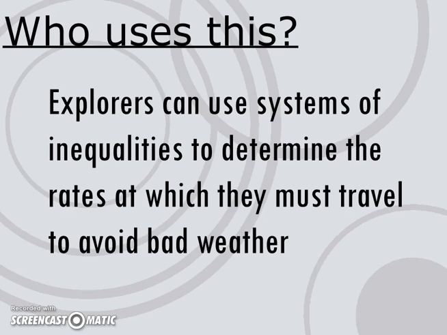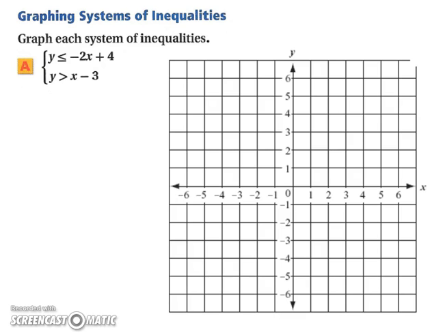Who uses this? Explorers can use systems of inequalities to determine the rates at which they must travel to avoid bad weather. So let's start by graphing systems of inequalities.